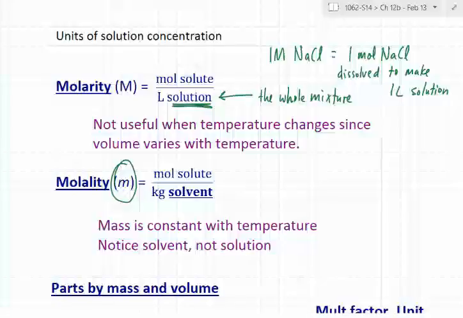We're not dealing with volume of solvent or solution anymore. We're not dealing with volume at all in molality because volume changes with temperature. We're dealing with the mass. Mass does not change with temperature. Masses are additive. Obviously, if you have 4 grams of this and 4 grams of that, you got 8 grams total. But look at the other difference. It's not kilogram of solution, it's kilogram solvent. So I'm going to circle both of those things. Mass is constant with temperature, and notice now we're talking about solvent, not solution.